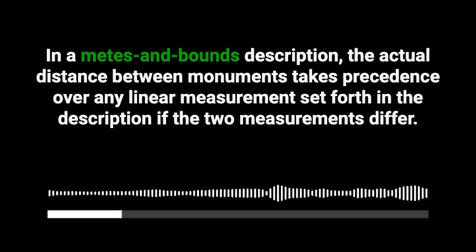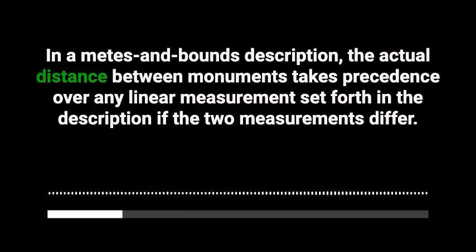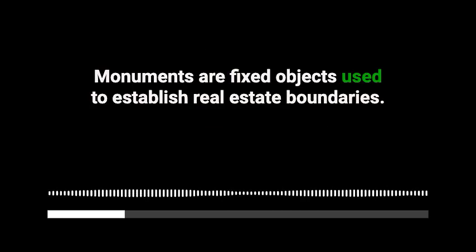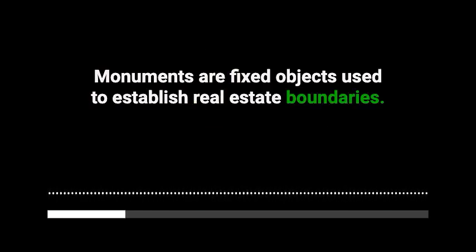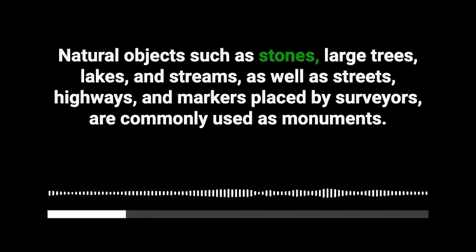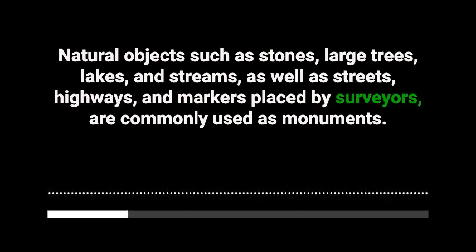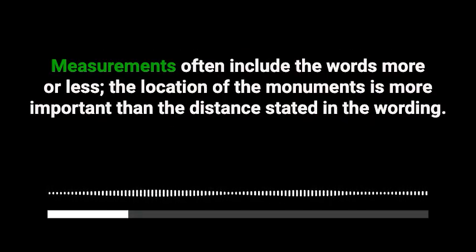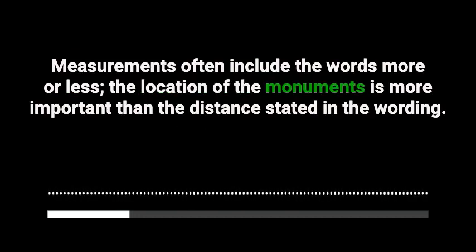In a metes and bounds description, the actual distance between monuments takes precedence over any linear measurement set forth in the description if the 2 measurements differ. Monuments are fixed objects used to establish real estate boundaries. Natural objects such as stones, large trees, lakes, and streams, as well as streets, highways, and markers placed by surveyors, are commonly used as monuments. Measurements often include the words "more or less." The location of the monuments is more important than the distance stated in the wording.